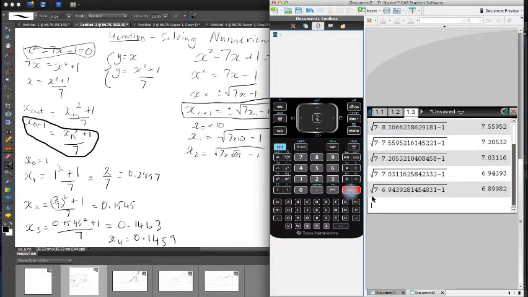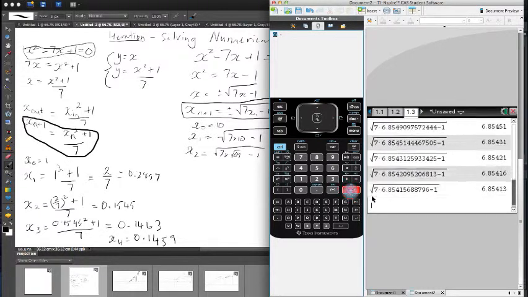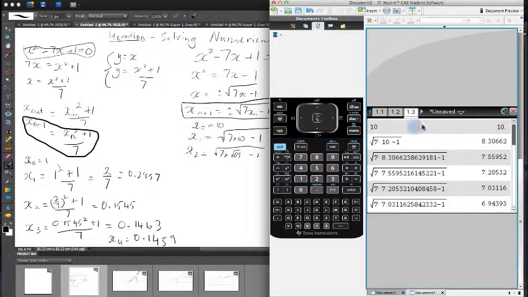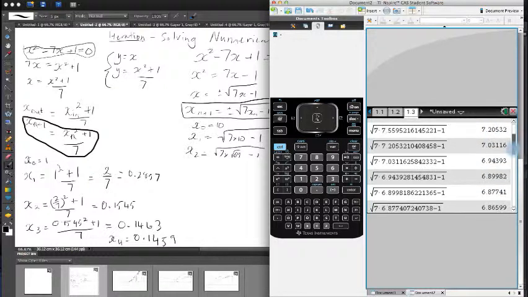If I keep going, I'm just going to go for a whole bunch of them. There we go. Now they're getting extremely close to each other. You can see that here and here, they're identical to each other to that many decimal places. So you can also count along how many x values you've got: x0, x1, x2, x3, x4, x5, and so on. And I could list them there if I wanted to. So there you go. There's a brief introduction to iteration.